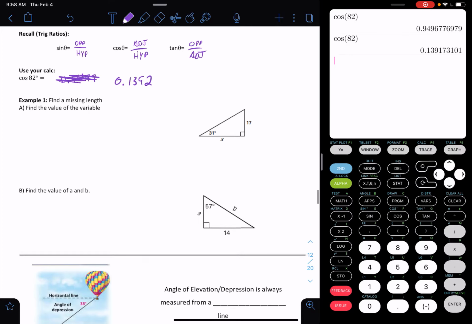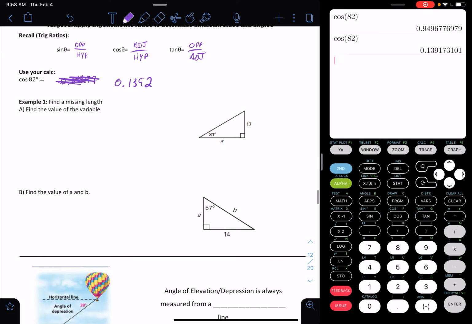So in example 1, we want to solve for x. We've got this angle 31, and we've got this side length 17. So we can't use Pythagorean theorem because we don't have two of the three sides. We can't use one of those special triangles, 45, 45, 90, or 30, 60, 90, because we don't have one of those angles. We've got an angle of 31, a side length of 17, and a side length of x. So what I'm going to do is identify how those side lengths are related to my angle of 31. So 17 to 31, this is the opposite, and x to 31 is the adjacent.